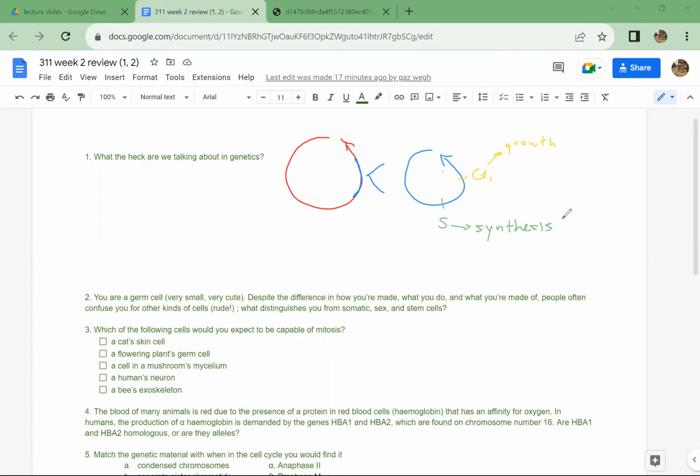S stands for synthesis. And this gets back to what we were talking about up here, how we have different amounts of chromosomes at different points in the cell cycle. And these are made up of different amounts of chromatids. So the synthesis phase is where we have an individual chromatid. For a lot of a cell's life cycle, its chromosomes will be made up of just a single chromatid.